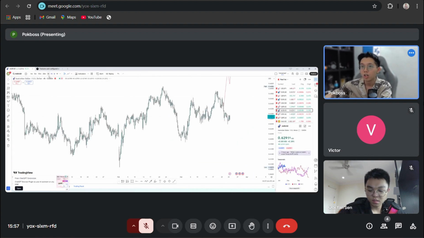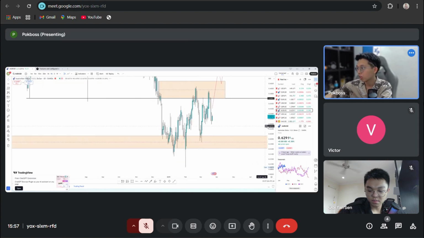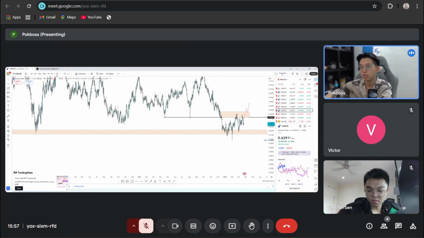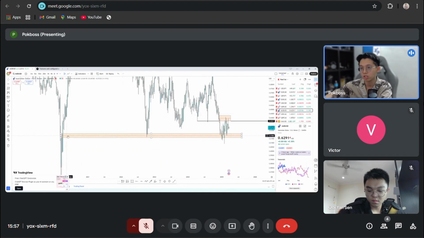Let's wait. AUD, simple trade. Let's see the weekly time frame. You can see that here is the support zone. Support zone. Reaction, reaction, reaction, reaction.